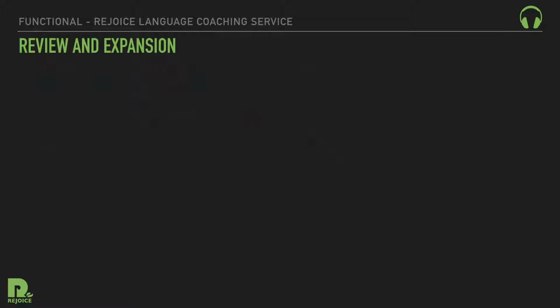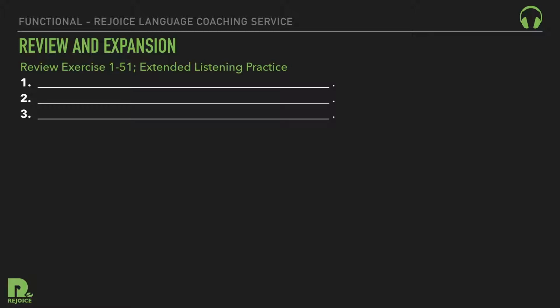Review exercise 151, extended listening practice. Repeat after me, starting from the right, and fill in the blanks. 1. Writ. Ver. Do. Ge. Duh. Ga. Keys. Thing. We. 2. Dit.